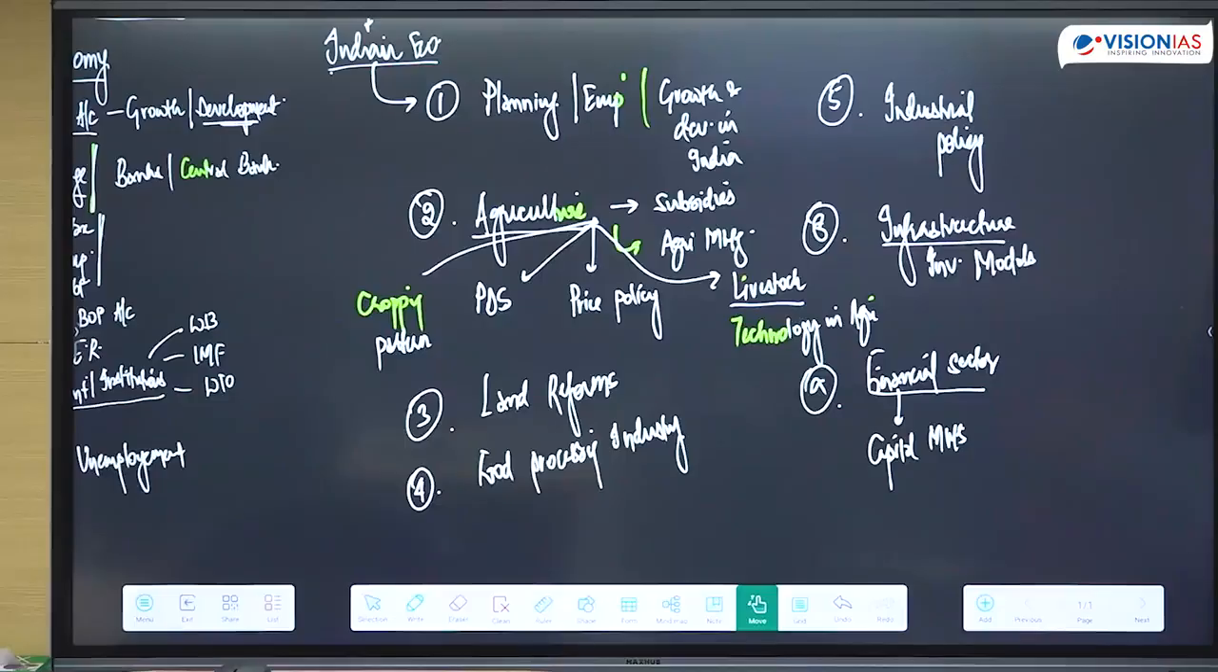So one half is macroeconomics, the other half is Indian economy. Now what type of questions are asked from Indian economy? There too, terms and also cause and effect. What are the types of questions asked here?